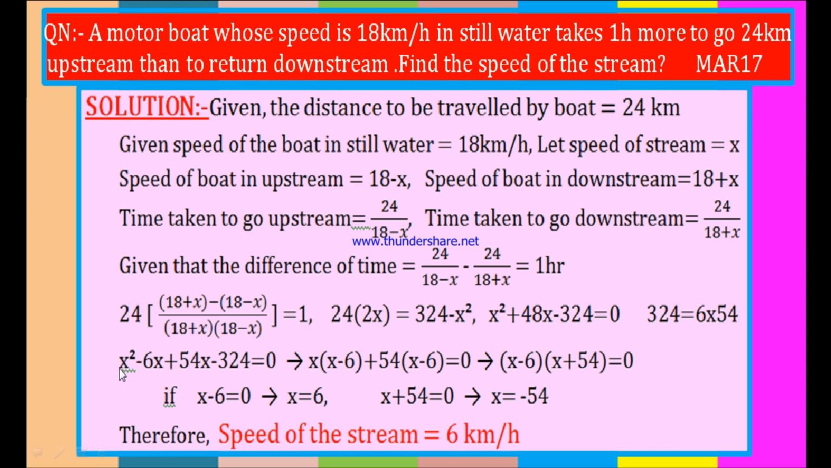You take x common from the first two terms, that is x into (x minus 6). You take 54 from the next two terms, 54 into (x minus 6) is equal to 0. Now take x minus 6 common. (X minus 6) into (x plus 54) is equal to 0. Now equate each factor to 0. X minus 6 is equal to 0, so x is equal to plus 6, and x plus 54 is equal to 0, so x is equal to minus 54. Since x is nothing but the speed of the stream, it should be a positive value. Therefore, the speed of the stream is equal to 6 kilometers per hour.